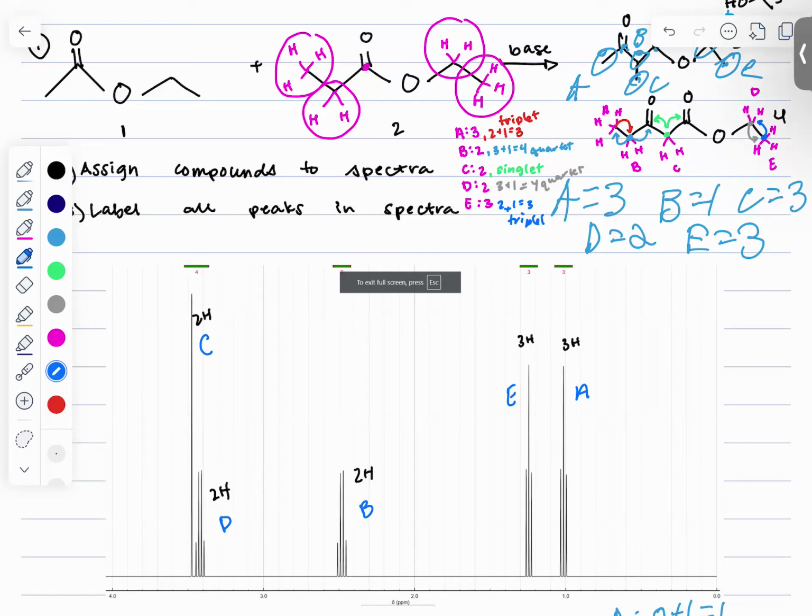What's up? Was that a better explanation? Okay. Other questions on this? Do we feel good about NMR? Or at least better about NMR?